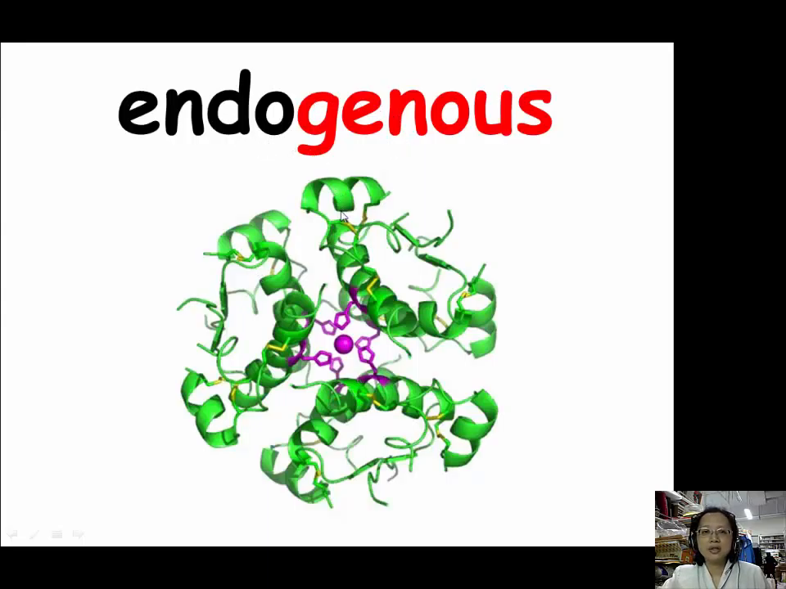Endogenous. In this picture, we show an insulin hexamer. And insulin, when it is produced or synthesized within our own pancreas, is an endogenous hormone. But for people who suffer from type 1 diabetes, they have to buy insulin and inject it into their body. In that way, the insulin they injected into their body is exogenous, which is the opposite of endogenous.